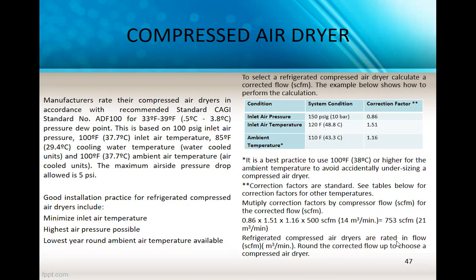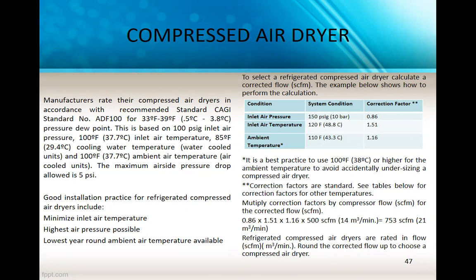Refrigerated compressed air dryers are rated by flow in SCFM. So round the corrected flow up to choose a compressed air dryer. So you choose from the catalog something above this 753 SCFM. Okay? So this application, this calculation, goes toward the equipment. There is also a method that goes from the equipment toward your required CFM. So that is reverse selection. Okay?